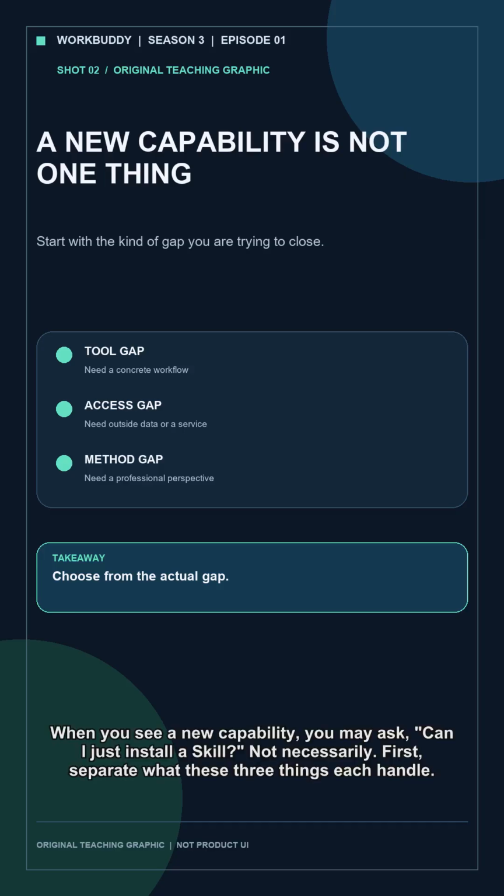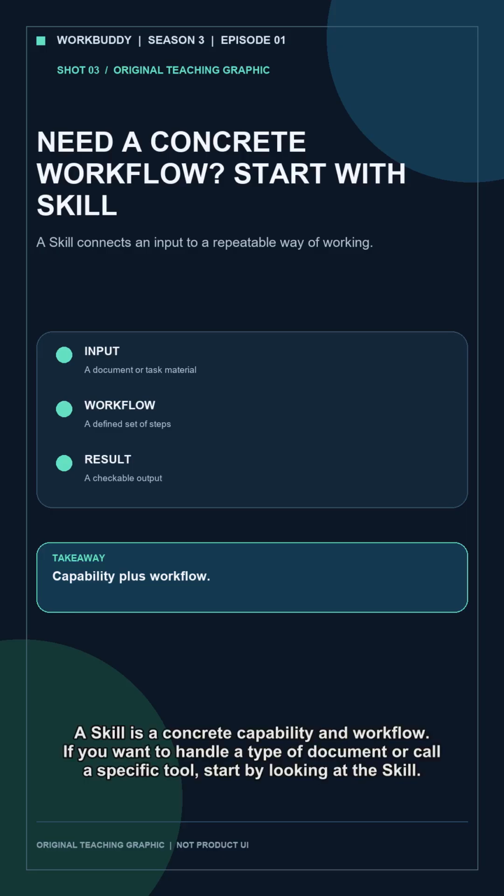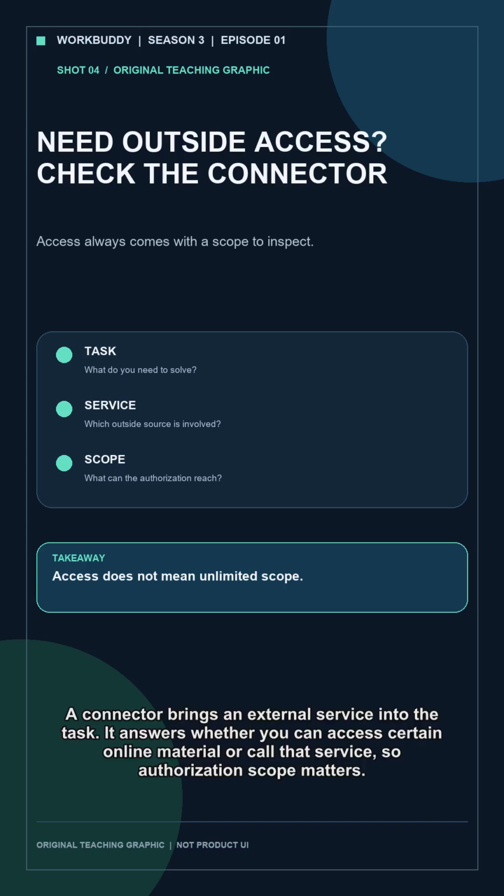When you see a new capability, you may ask, can I just install a skill? Not necessarily. First, separate what these three things each handle. A skill is a concrete capability and workflow. If you want to handle a type of document or call a specific tool, start by looking at the skill. A connector brings an external service into the task. It answers whether you can access certain online material or call that service, so authorization scope matters.